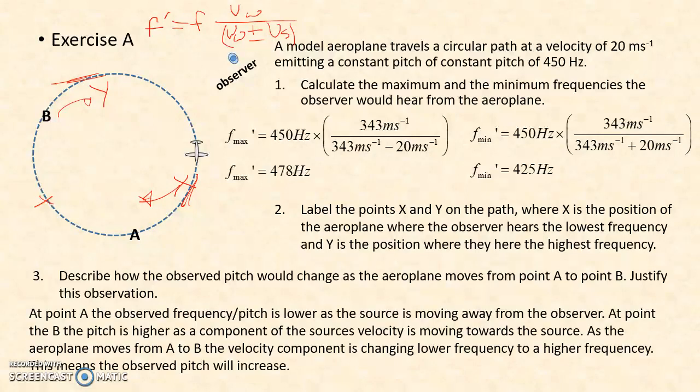So we say something like this. At point A, the observed frequency is lower because it's moving away. At point B, it's higher because it's moving towards. As we go from A to B, the pitch will increase because it's going from lower to higher. And that's a really common type of question they'll ask you when they're talking about acceleration and the Doppler effect.